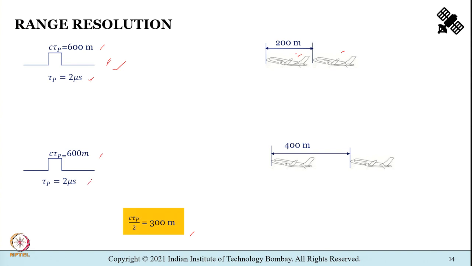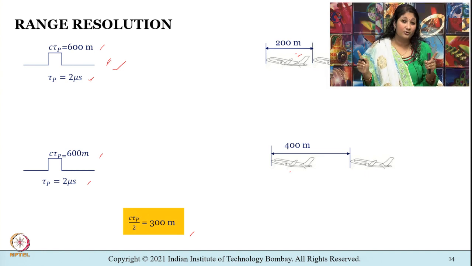Now, let me give you another case wherein C tau p remains the same, 600 meters, tau p is 2 microseconds. But now the distance between the aircraft is 400 meters, which means the distance from the nose of one aircraft to the nose of the other is 400 meters, which is greater than the range resolution of 300 meters. This radar system will be able to differentiate between the echoes coming from two targets placed at 400 meters.